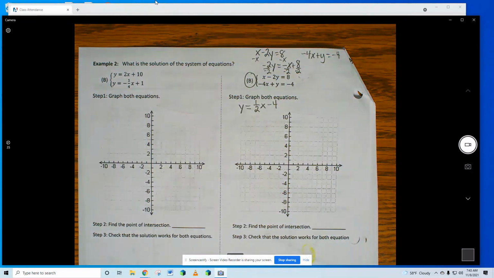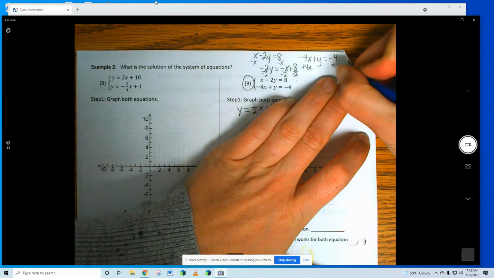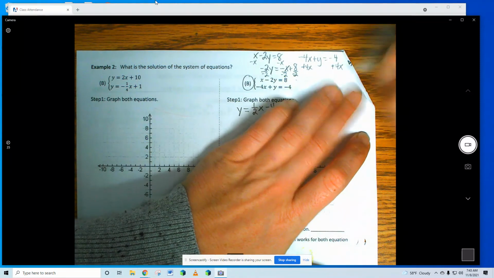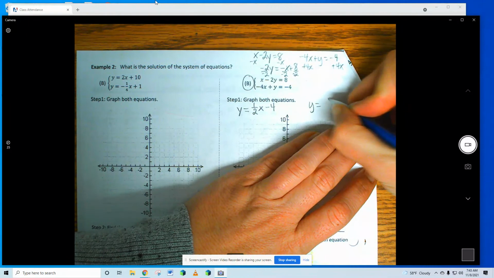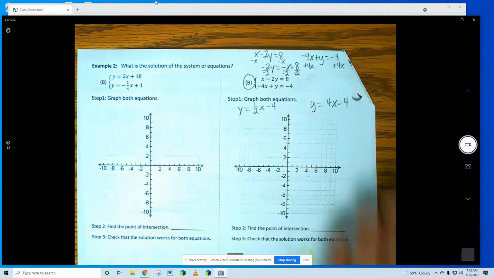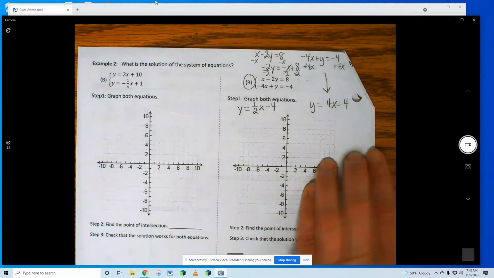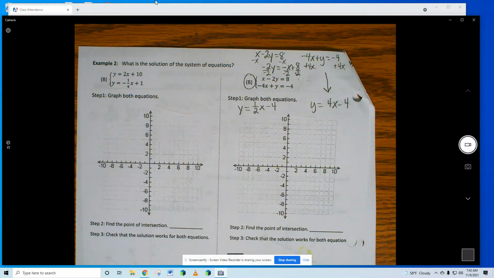I'm going to change the other one. Add 4x. Y equals, and this is ready to go, 4x minus 4. Those are my two equations. They are in slope-intercept form. They're ready to go.